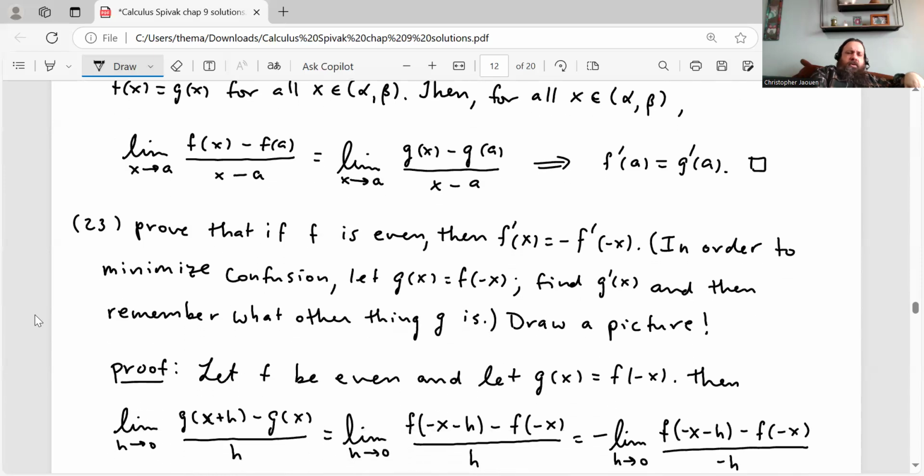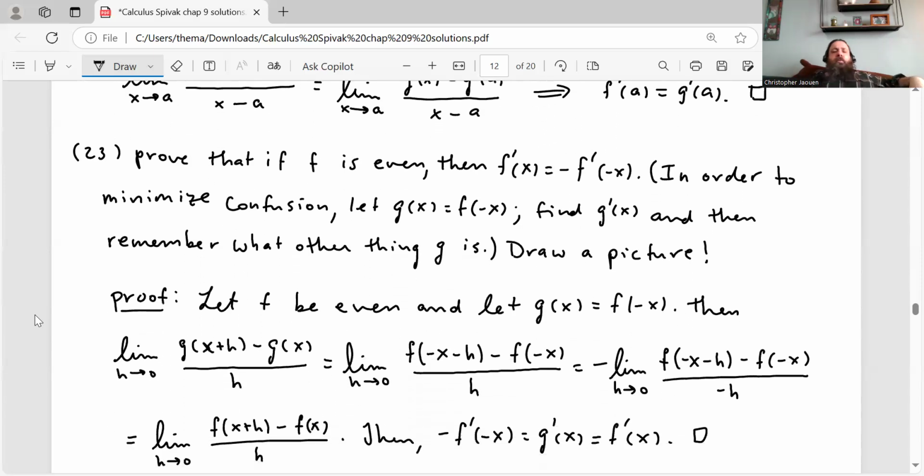So question number 23: prove that if f is even, then f prime of x equals negative f prime of negative x. In order to minimize confusion, let g of x equal f of negative x and find g prime of x, and then remember what other thing g is. Again, he says draw a picture, but what this is saying is that we want to show that the derivative of an even function is an odd function. And actually in question 24, we want to show that the derivative of an odd function is an even function.